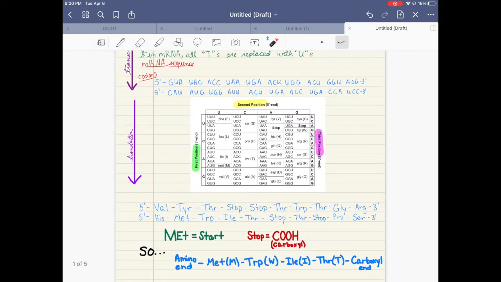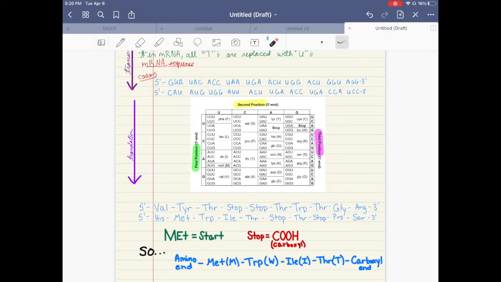So you can look at this two different ways. You can look at it in between the groups of three I have, or you can look at it as the group of three, but you are going to need an AUG for the start, and then one of these three for the stop. So here I have written them out as they are up here.